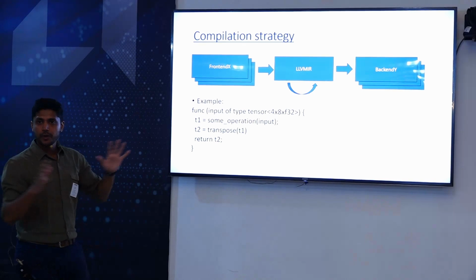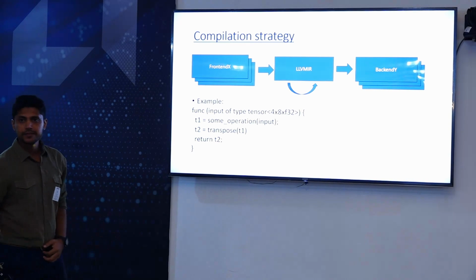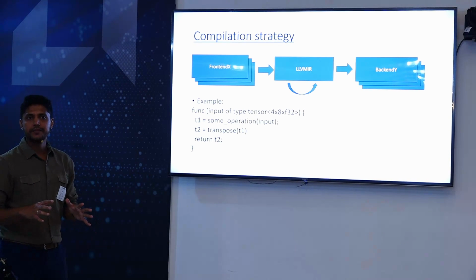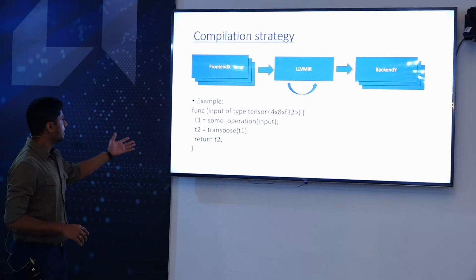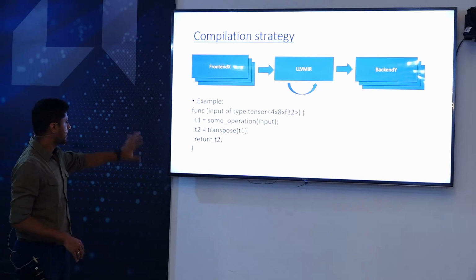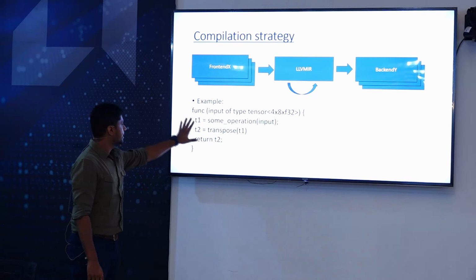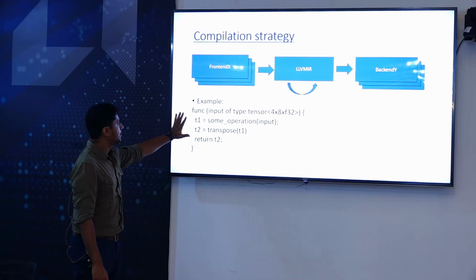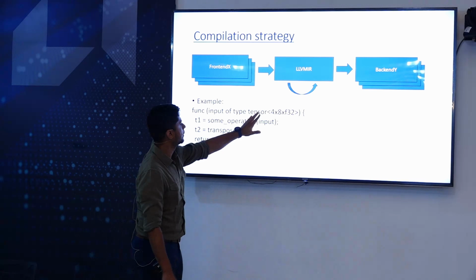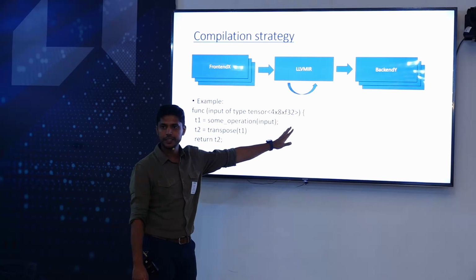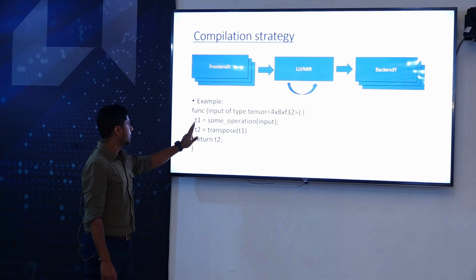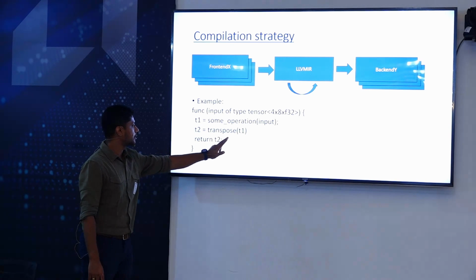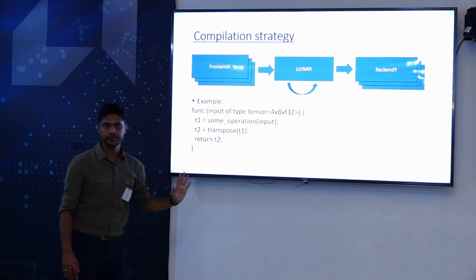Let's say, what is the problem with this strategy? I'm going to build up why MLIR was needed. What was the motivation for that? So this is pseudocode. This is not a programming language. I have just written it. This is an SSA value. This is a function. It takes a tensor of, let's say, 4 cross 8, float 32. Some operation is there. I don't know what it is. It takes the input, creates the value T1, transposes, creates the value T2, and returns T2.